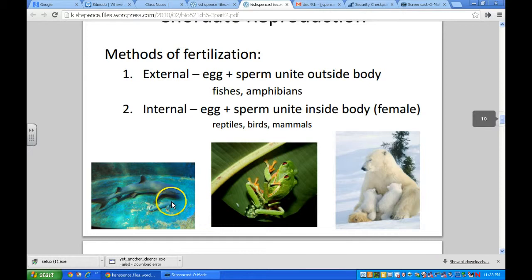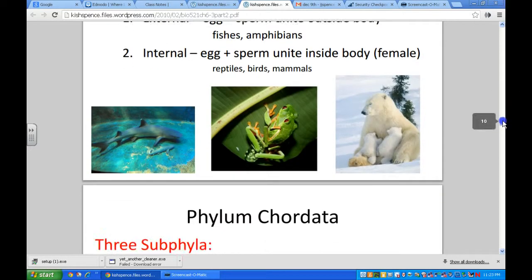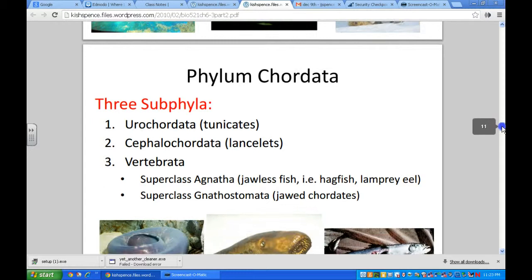And it's showing the shark. The shark is an exception. For most fish, it has internal fertilization.